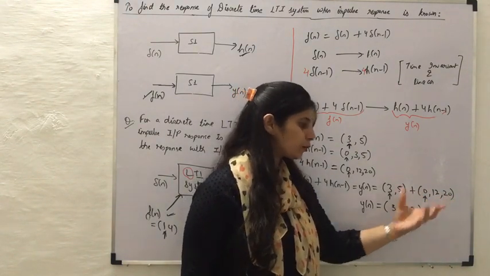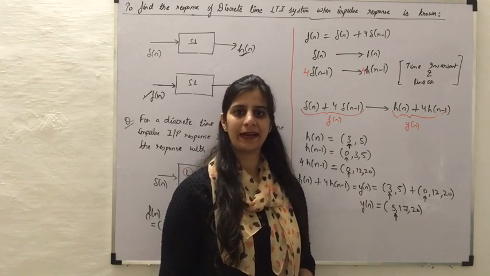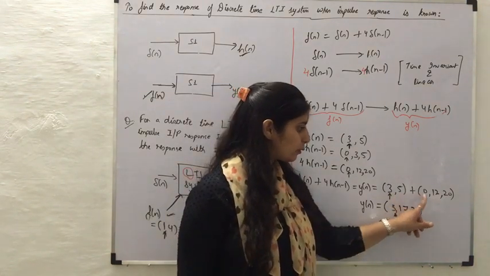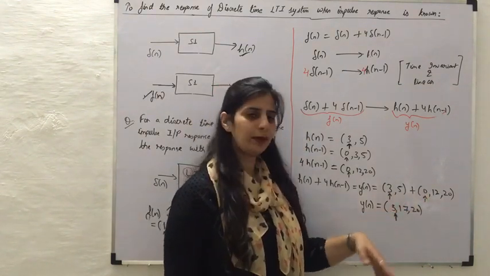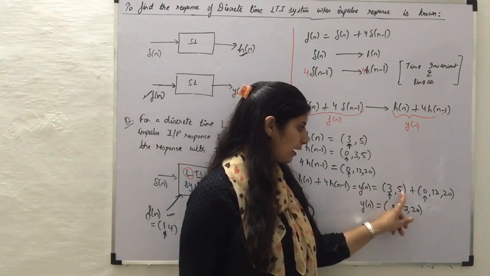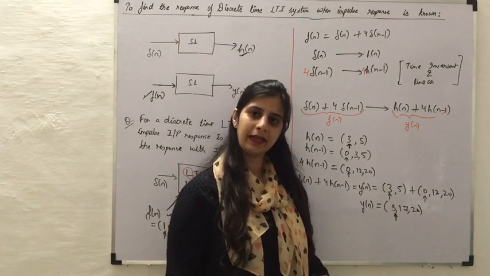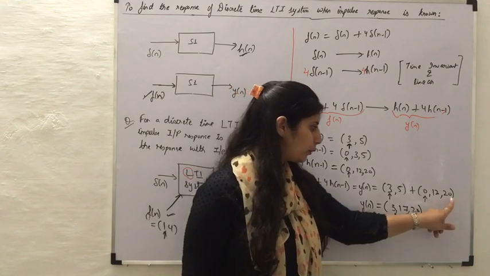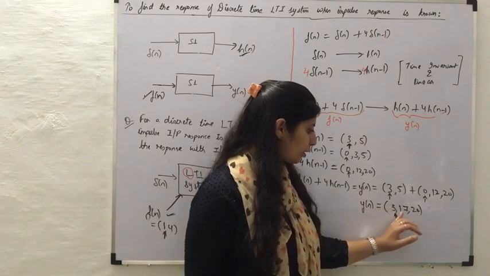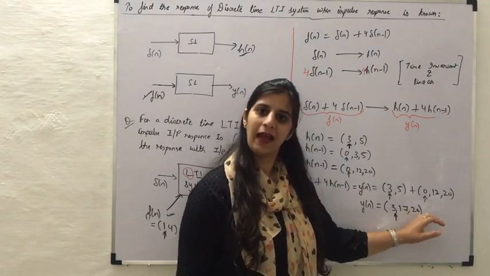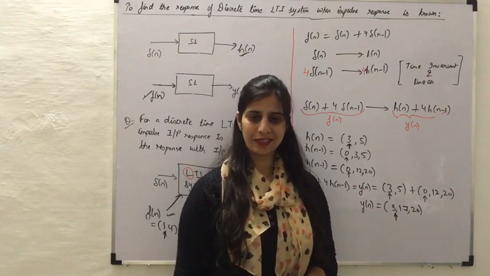Now for this addition, the values that are present at the same time instant will get added. So the values at n is equal to 0 are 3 and 0. So there will be 3. The value at n is equal to 1 is 5 and 12. So 12 plus 5 will be 17. And the value at n is equal to 2 time instant will be only 20. So the result that we have is y of n is equal to 3, 17, 20. And the arrow will be at 3, representing the value at n is equal to 0 time instant.